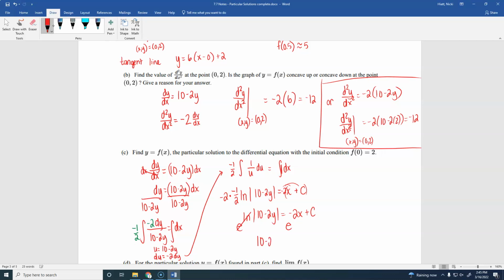I'll get 10 minus 2y equals, what do I get over here? e to the negative 2x, c, e to the negative 2x, because that plus c right there is going to be moved out front as that coefficient. Now we solve for y, so we'll subtract our 10. The reason that we can just sort of drop those absolute value bars is because that c can be positive or negative, so that sort of takes care of it.